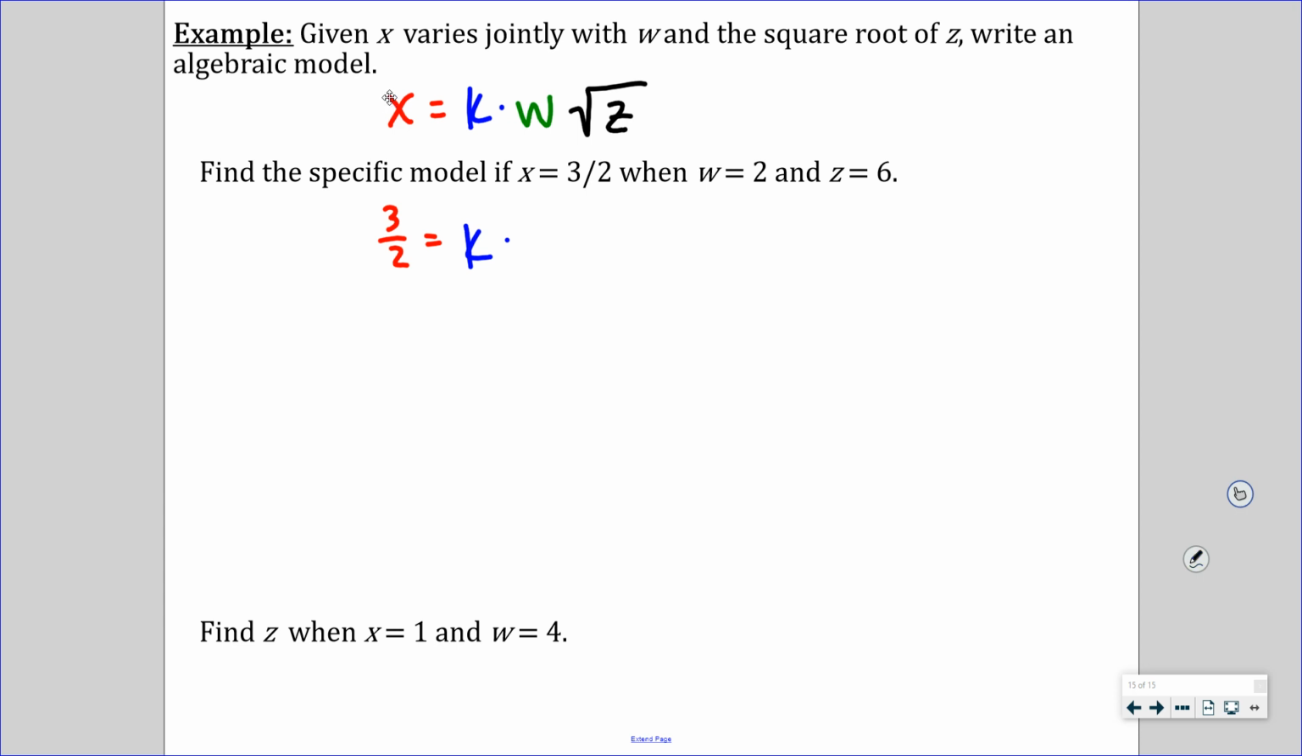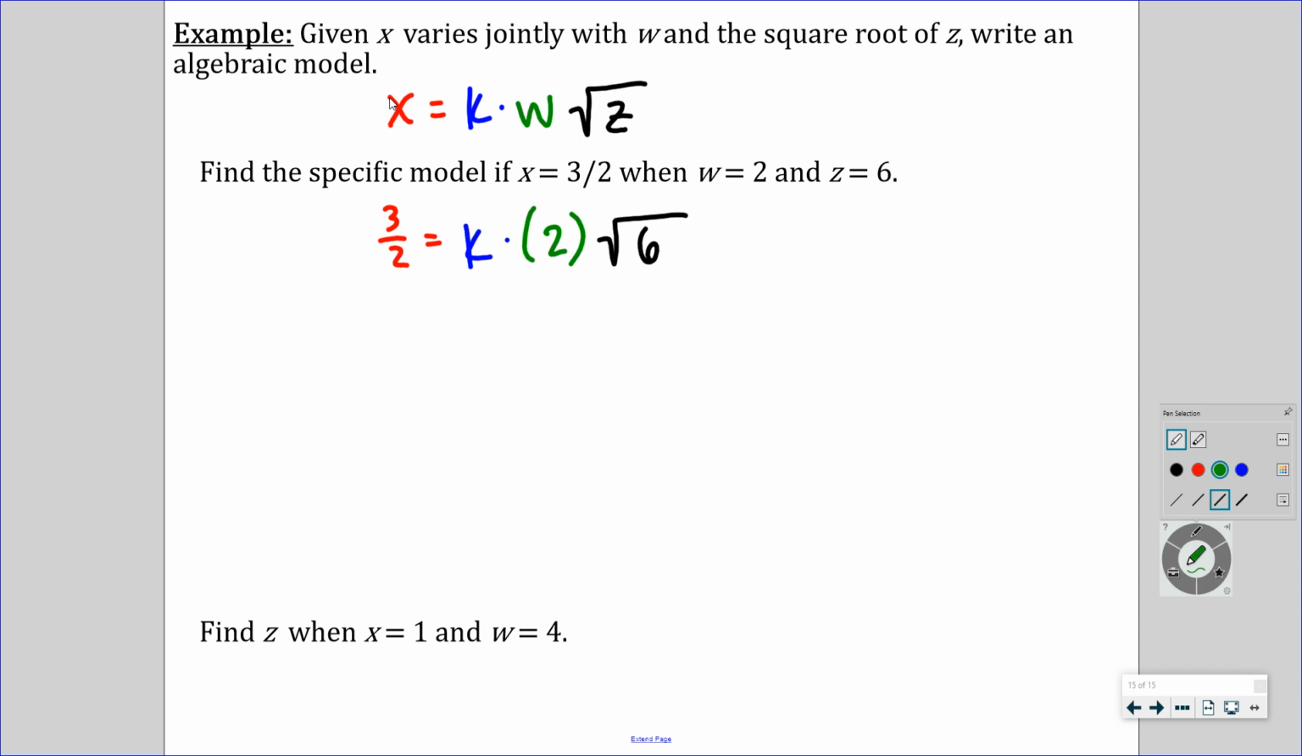When w is 2 and z is 6. Oh, I know what I did wrong. Okay, if you get a new answer, let me know. All right, so I'm going to solve this for k.